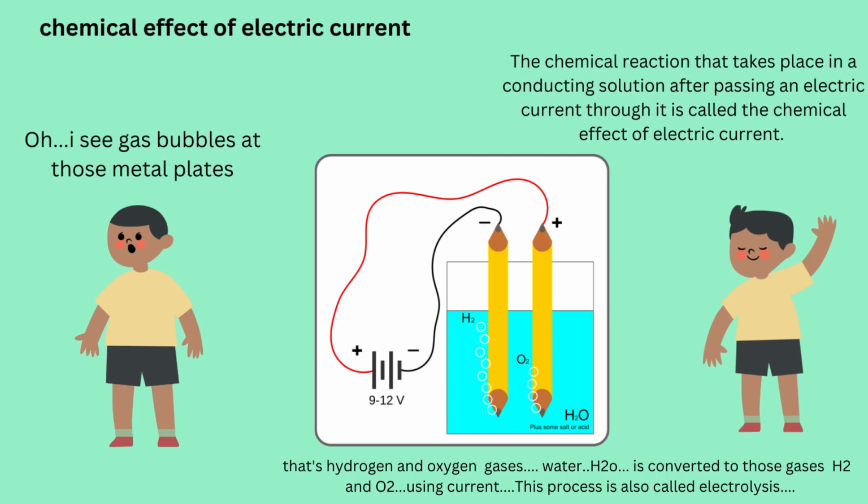Oh, I see gas bubbles at those metal plates. That's hydrogen and oxygen gases. Water, H2O, is converted to those gases, H2 and O2, using current. This process is also called electrolysis.